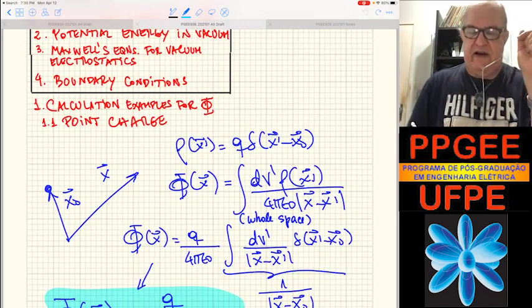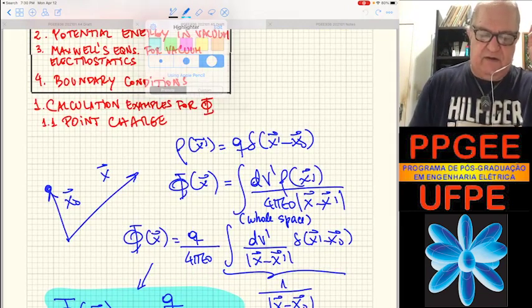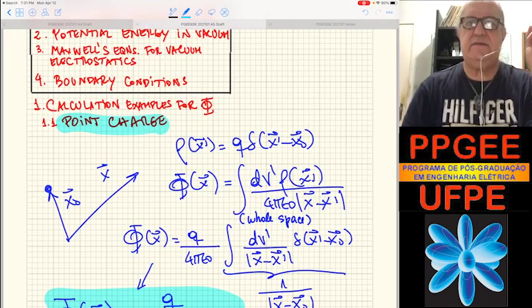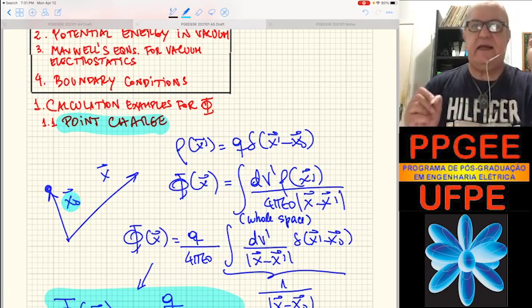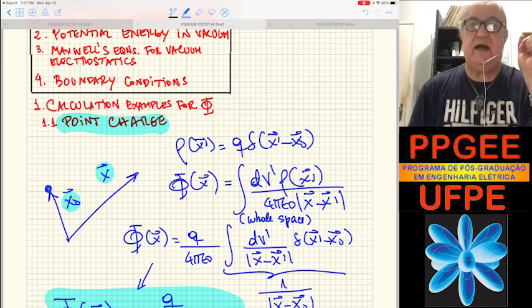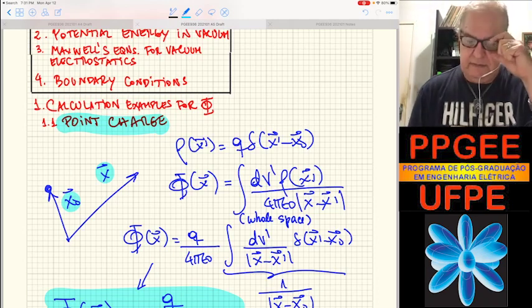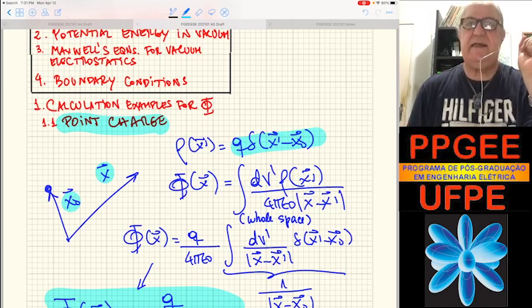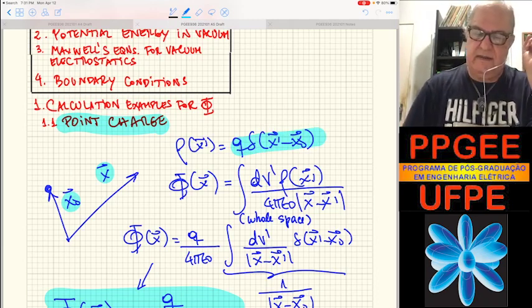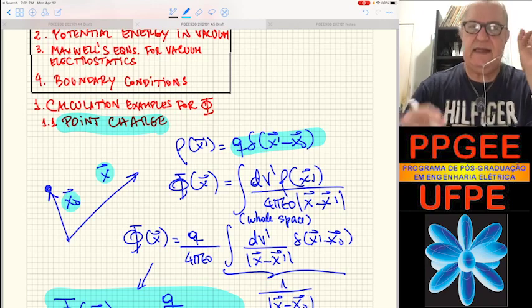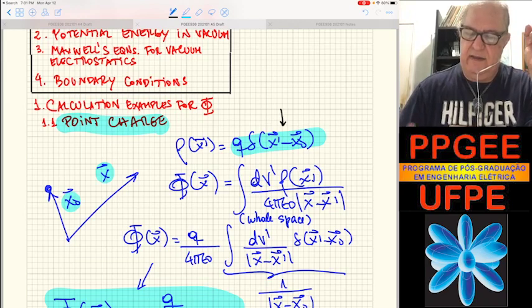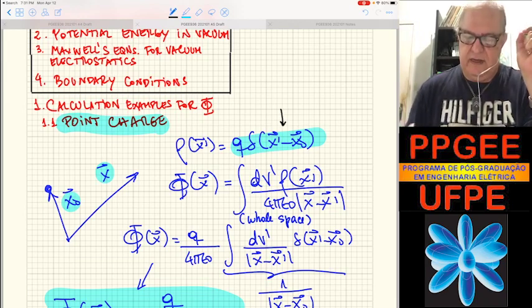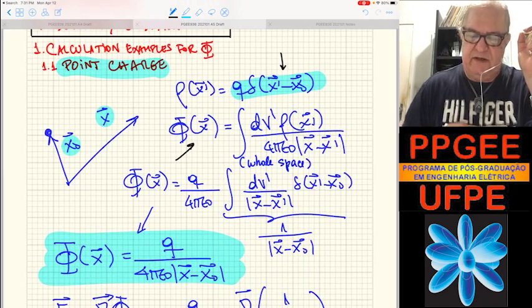So let's do a very simple example. What's the potential of a simple point charge, right? The point charge is located at point x0. We want to determine the potential at point x. So the density of a point charge using Dirac's delta function is given by this. The location is x0, so the delta function peaks, this blows up right at x0.